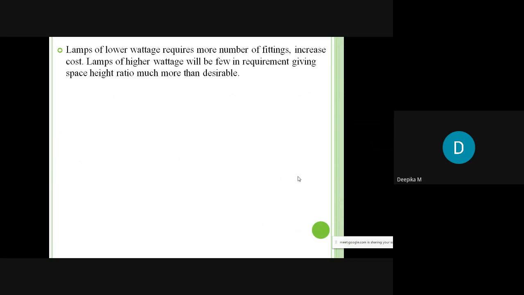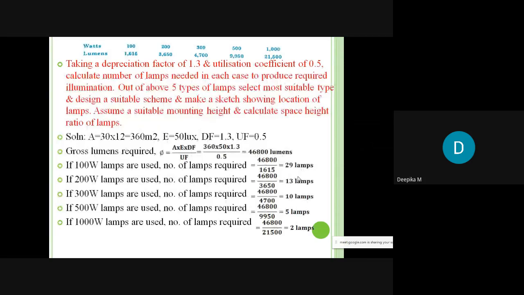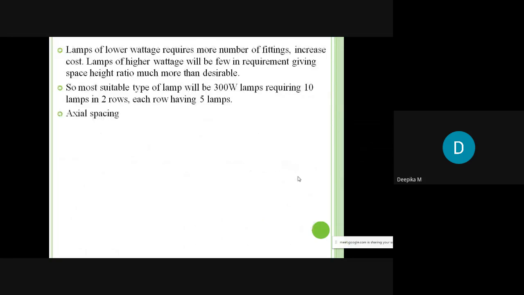So for each lamp you have to give a separate fitting, and therefore it increases the cost as well. So if a lamp of higher wattage can be used, okay, but the problem is, if you use higher wattage lamps, then you can use only a few lamps, and the space to height ratio will be much more than desirable. It usually comes around 1, but if you use 1000 watt lamps, then only 2 lamps are required. Then the spacing will increase, and it won't produce good illumination. So therefore, this is also not desirable.